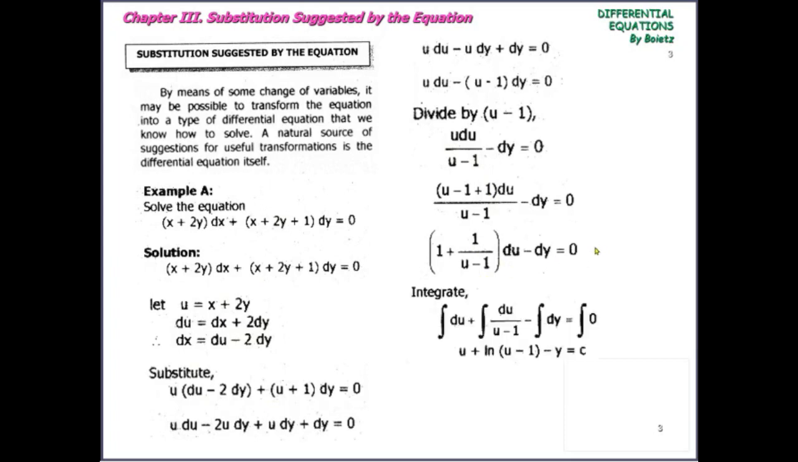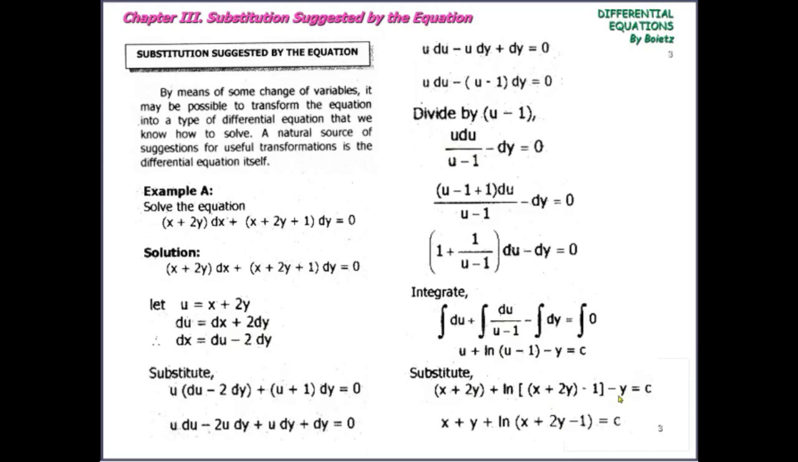So we can now integrate. So pag in-integrate mo yon, this is u, then this one is ln of u minus 1. I will not anymore discuss this integration. Alam niyo na yan. Then this one is negative y, dy lang naman yan. Then this one is a constant. Then substitute what is u. Ang variables natin dito ay x and y lang. So substitute u. So u is equal to x plus 2y. So this will become x plus 2y. Then this will become ln of quantity x plus 2y minus 1, then minus y equals c.